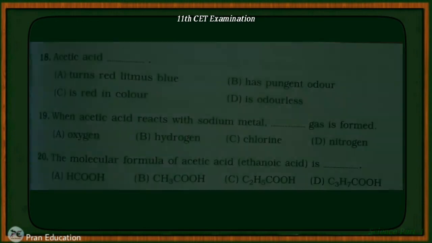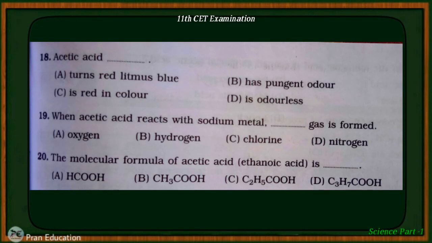Eighteenth, acetic acid dash. Options: A, turns red litmus blue. B, has a pungent odor. C, is red in color. D, is odorless. The correct option is option B, has a pungent odor. Nineteenth, when acetic acid reacts with sodium metal, dash gas is formed. Options: A, oxygen. B, hydrogen. C, chlorine. And D, nitrogen. The correct option is option B, hydrogen.